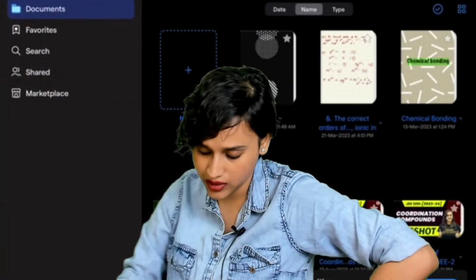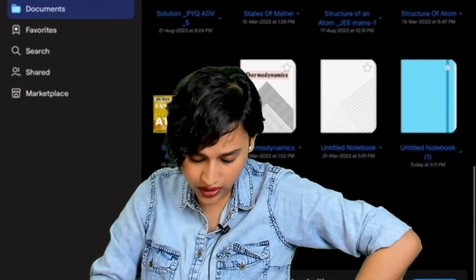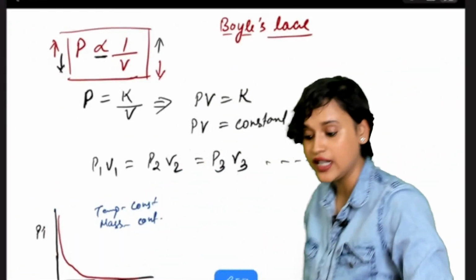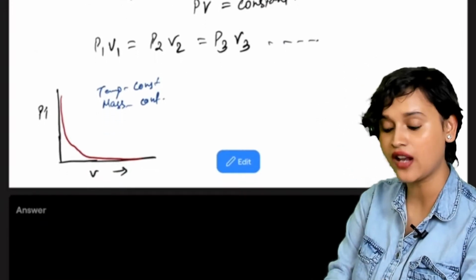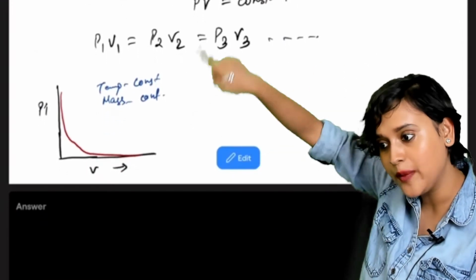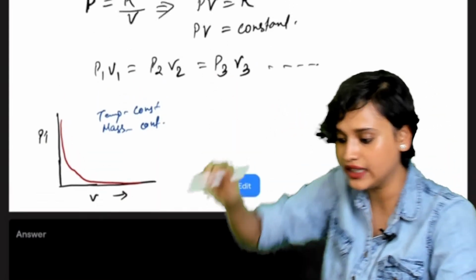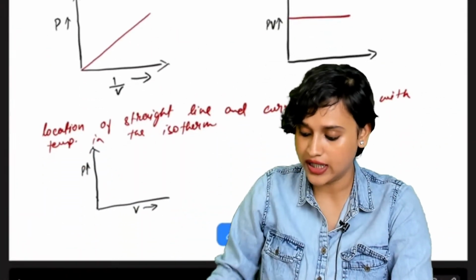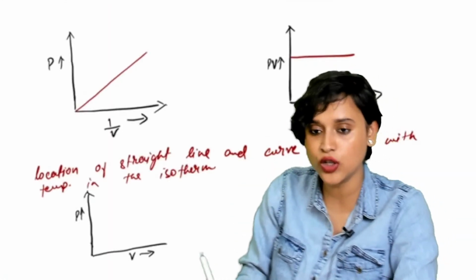What just happened? Everything went off or what? This was our first graph, isn't it? This was our first graph. Do you remember? There was a hyperbola. There was a curve like this. So, from here, now see what we will do.